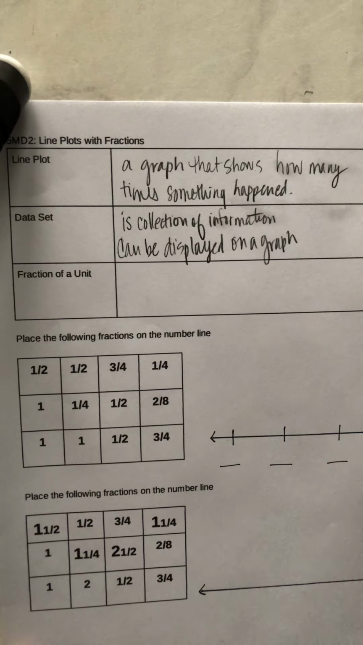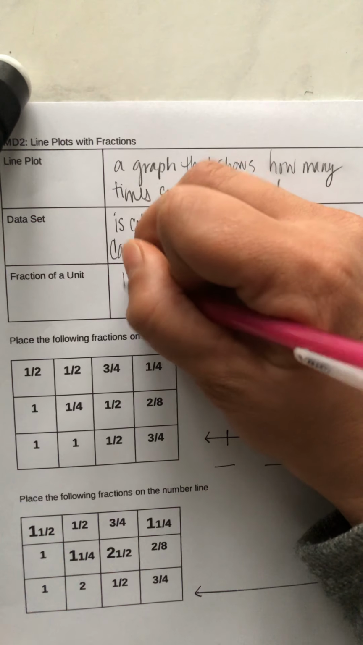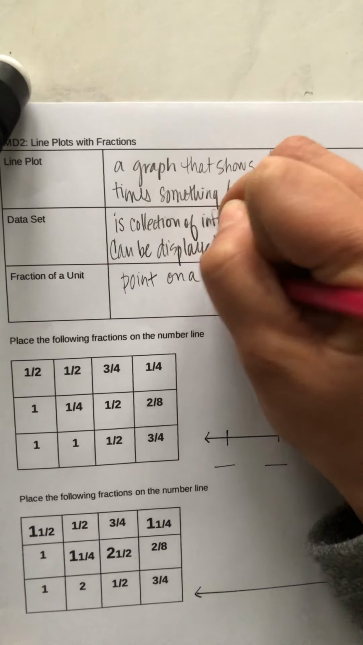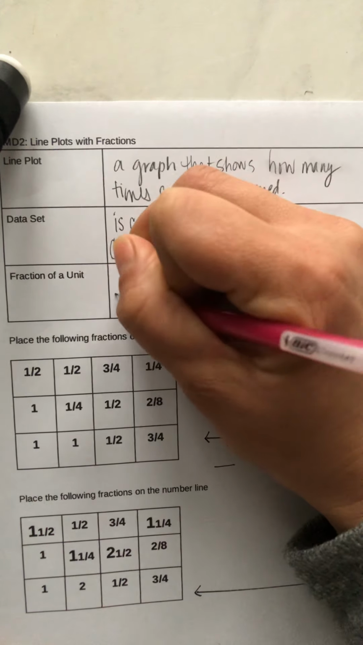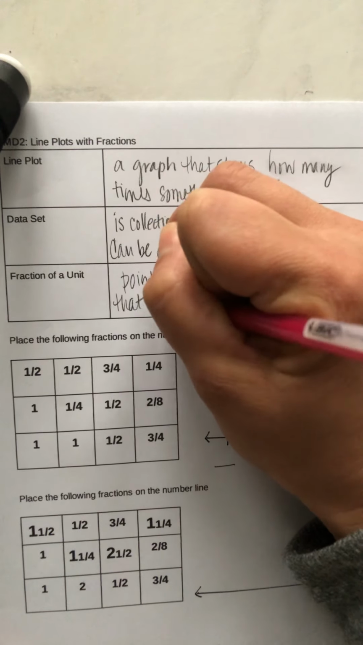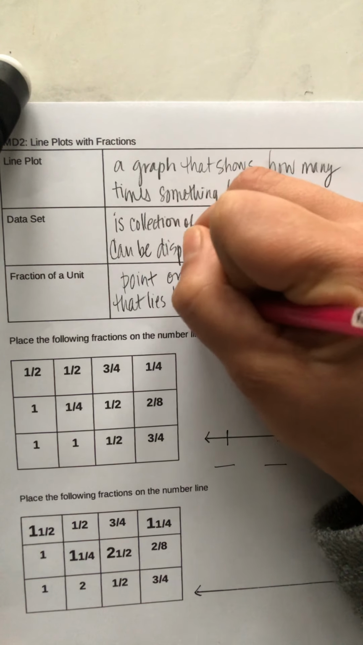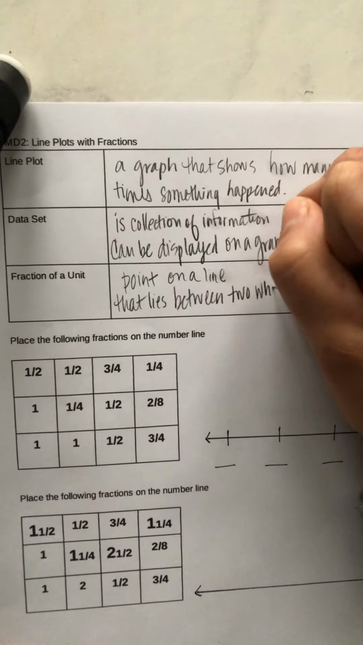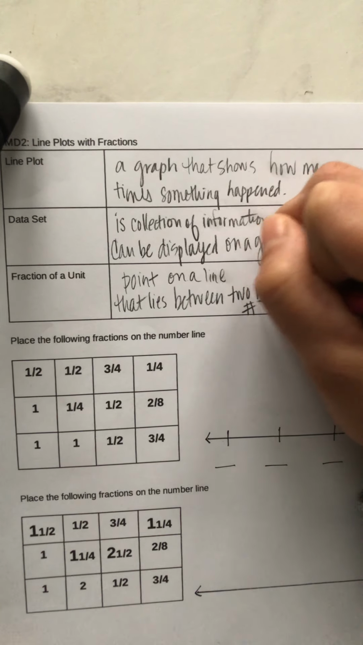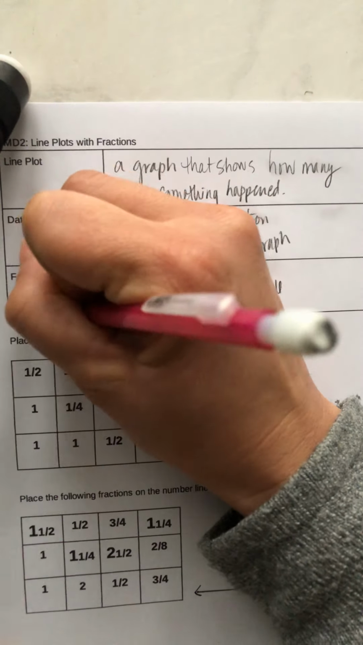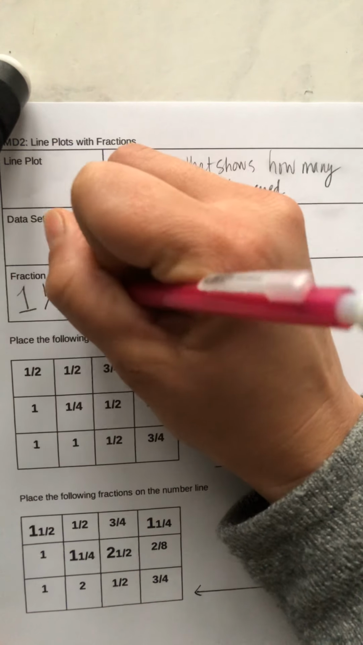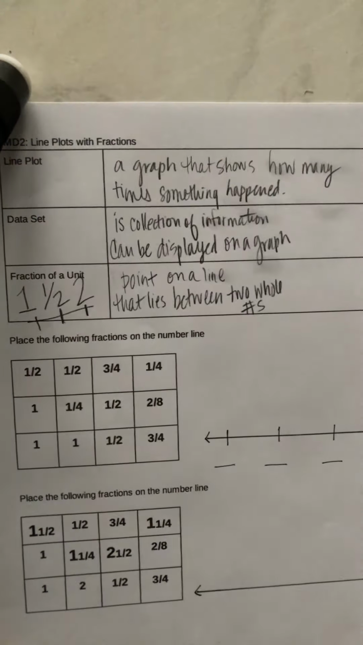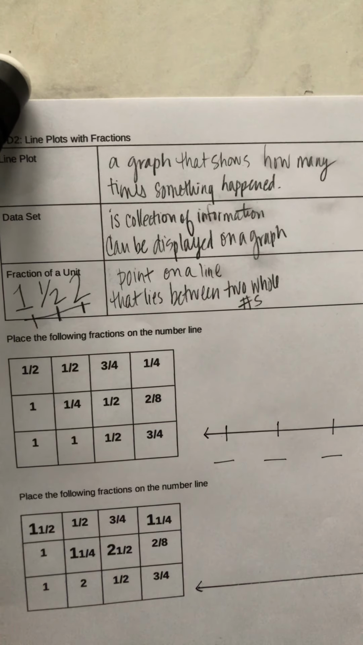So in this case, we are going to use a fraction of a unit as a point on a line that lies between two whole numbers. So for example, it might be 1/2, which would be between 1 and 2 on your line plot, okay? All right, so this is how we do line plots.